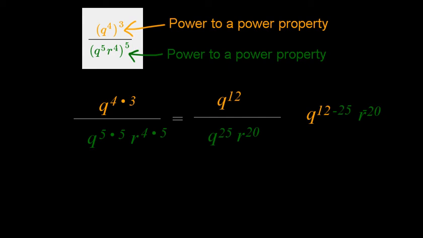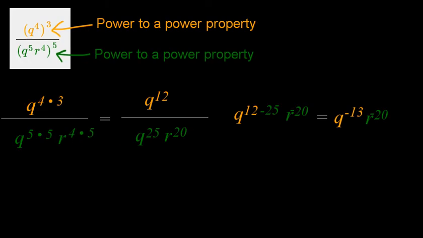Notice there was no r in the numerator. So when the r came up, all we did was change the positive 20 from the denominator into a negative 20 in the numerator. So we have r to the negative 20 in the numerator. We took that from r to the 20 in the denominator. Let's simplify our q, and we'll be done.